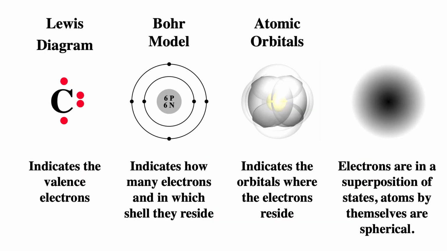And so we have different models for atoms. We have the Lewis diagram, and we have the Bohr model, which shows you the different shells. We have the atomic orbitals, the S and P, 1s, 2s, and 2p. In actuality, if we were able to look at an atom by itself, it would just look like a fuzzy ball. The orbitals would be in a superposition, and so it's kind of interesting. In some cases, the Lewis diagram is a much more helpful model than the Bohr.